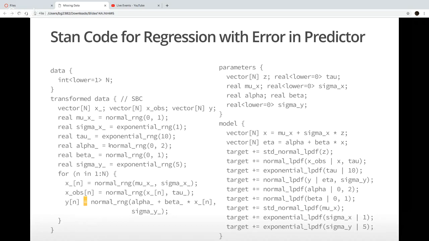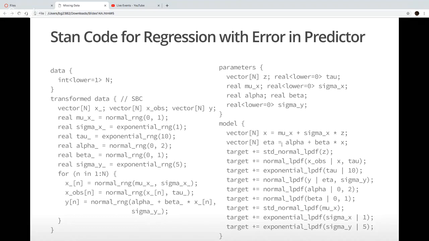So a pretty simple process that we're reflecting here for the data generating process. Then we declare true parameters, tau, mu x, sigma x, all those. The only difference is we have z, which I am thinking of as a standardized version of the true x. So in my model block, the first thing I do is create x, which is sigma x times z plus mu x, to be my vector of observations that I think of as my beliefs about the true x's.